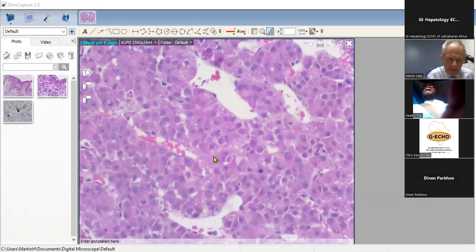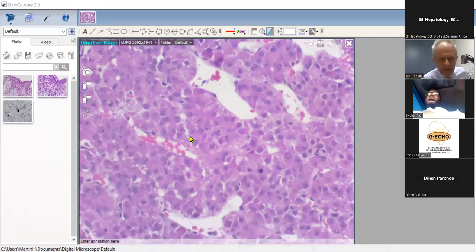Now, the other thing that I'd just like to draw your attention to as well is the thickness of these trabeculae. You can see that we've got probably half a dozen cells across that trabeculum, and we would call this a macrotrabecular hepatocellular carcinoma. And I think that looking at it, once you've seen a few of these, it's a relatively easy diagnosis to make just on H&E.